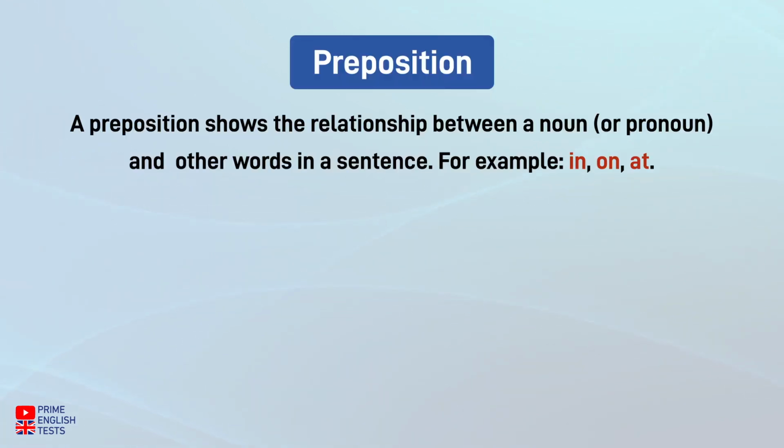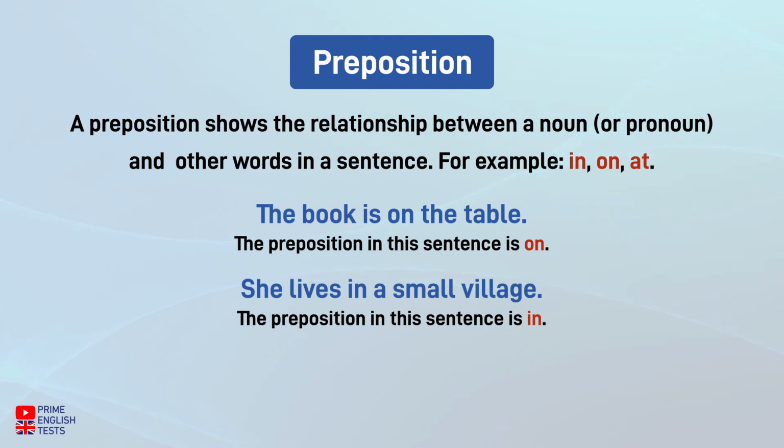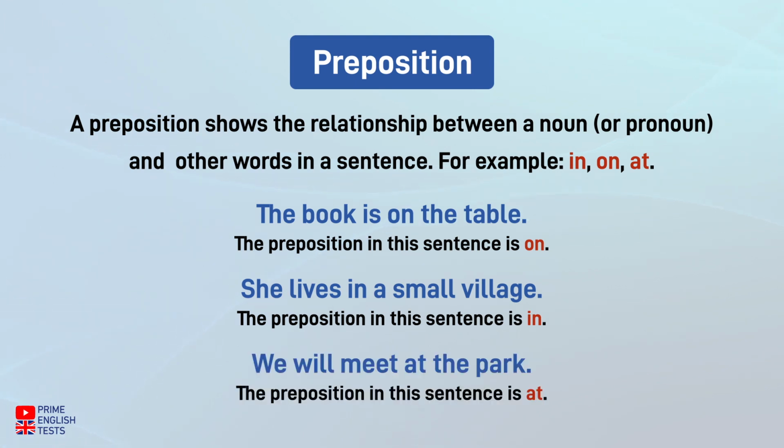A preposition shows the relationship between a noun or pronoun and other words in a sentence. For example, in, on, at. The book is on the table. The preposition in this sentence is on. She lives in a small village. The preposition in this sentence is in. We will meet at the park. The preposition in this sentence is at.